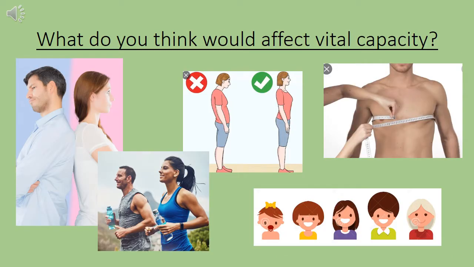Before we do that though, let's just think about vital capacity. Think about everyone that you know. Do you expect that everyone can breathe out exactly the same amount of air in one go? If you answered no, you're right. And I'd like you to use these pictures as clues to try to make a list as to what you think would affect vital capacity. So have a look at the pictures and try to work out what each of them are showing.